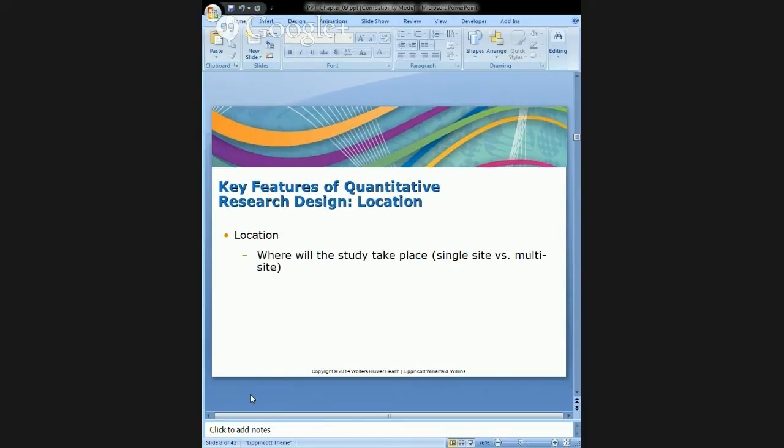Location is simply where a study takes place, and you might see in your studies listed that studies can take place either at a single site, say one medical institution or one particular community, or they can take place in multi-sites, in several different hospitals or in several different communities. Typically a study is considered stronger if it's a multi-site study, if we look at information over a broader area than just one specific area.